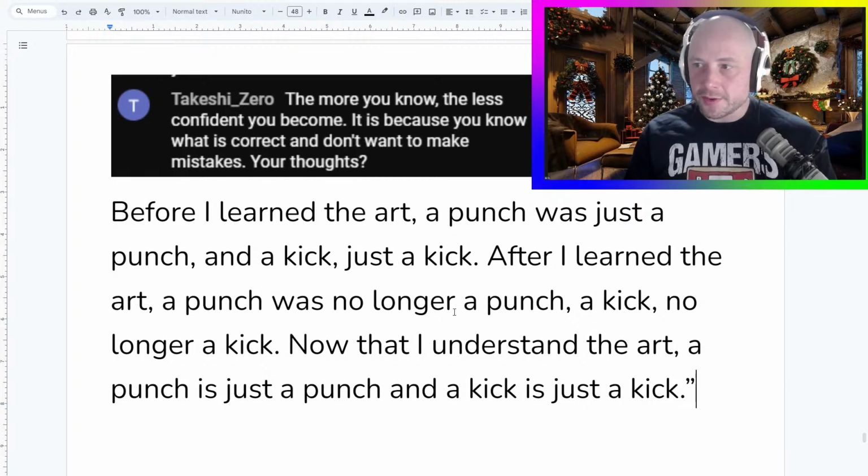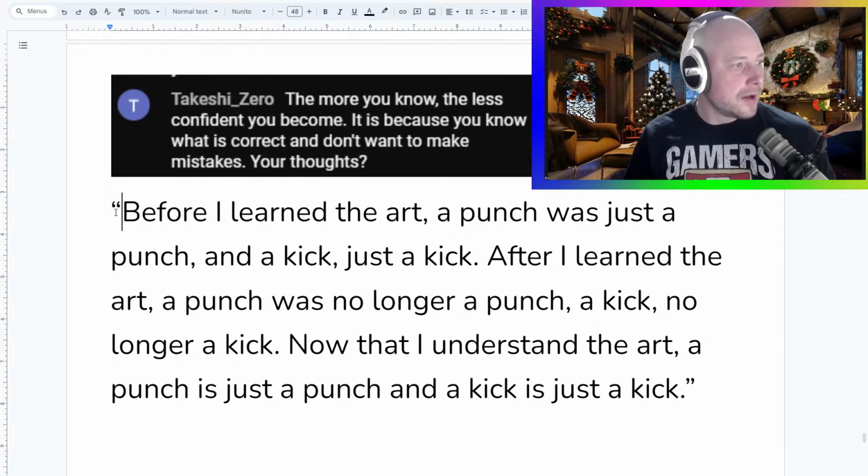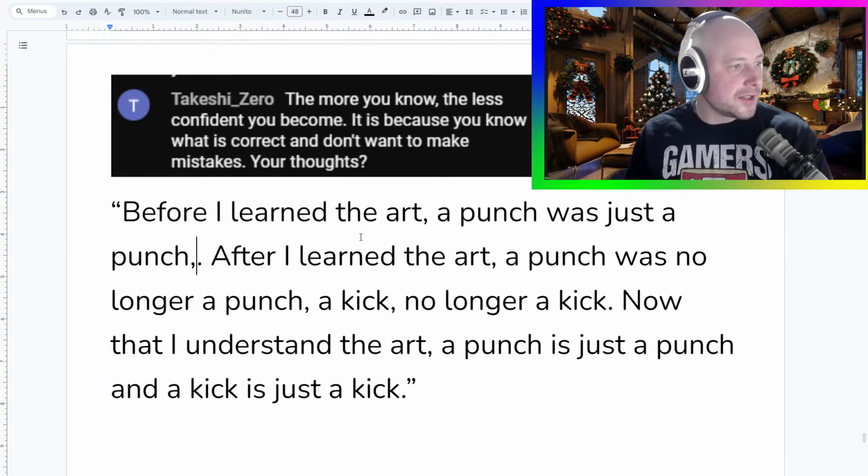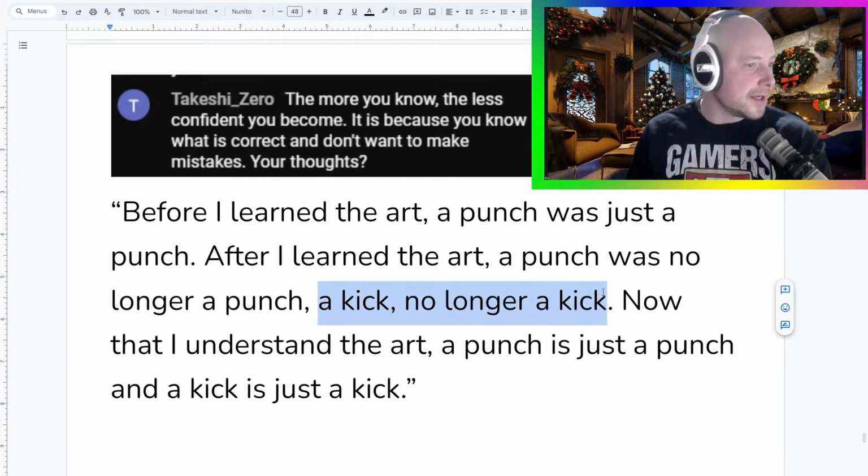So there's the quote. That's a quote from Bruce Lee. We can take out the kick part. You just need the punch bit. Gets the idea.